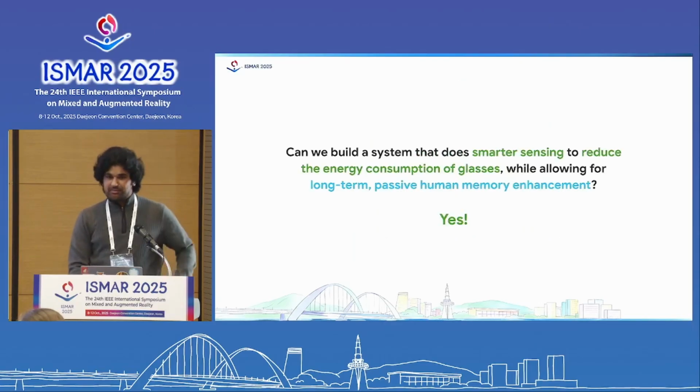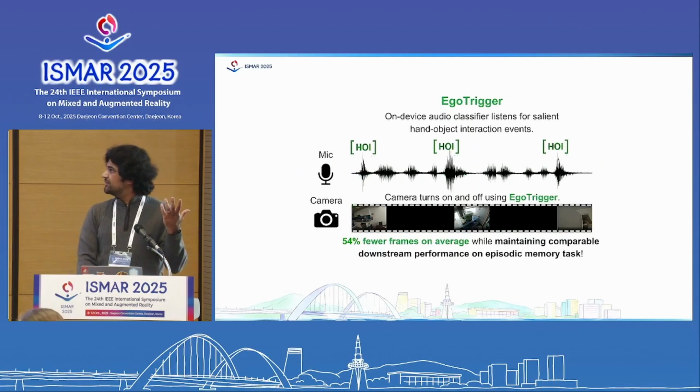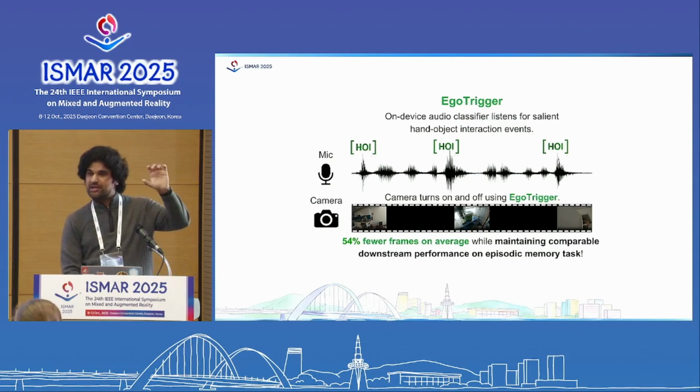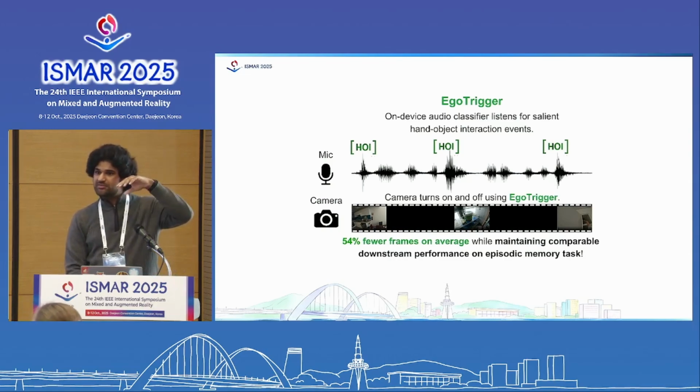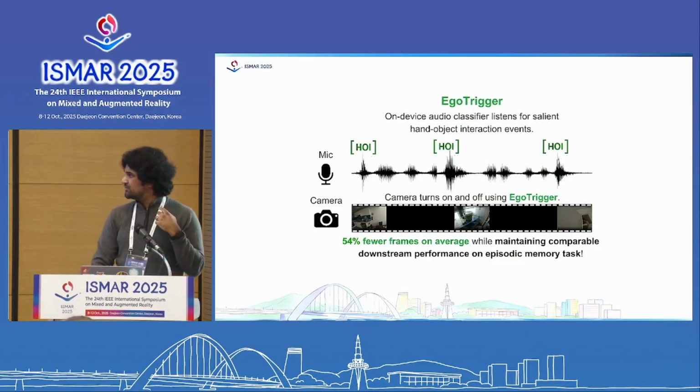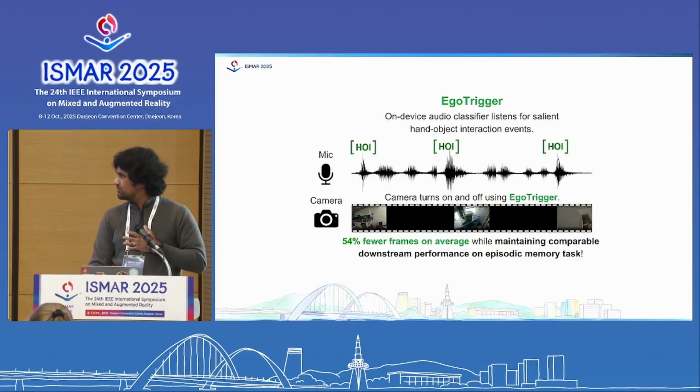And so the answer to that original question is yes, we can build this kind of system. Ego Trigger aims for this. Fundamentally, it triggers based on some audio classification to subsequently capture images for some period of time, and then automatically turns off the image capture if it no longer senses any salient audio signals. The takeaway is you could capture fewer frames while still having good performance on this human memory enhancement task, which makes a big difference for energy consumption, which we'll talk about.